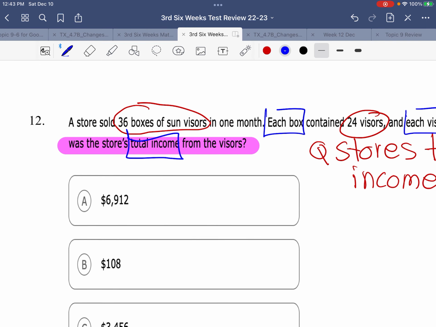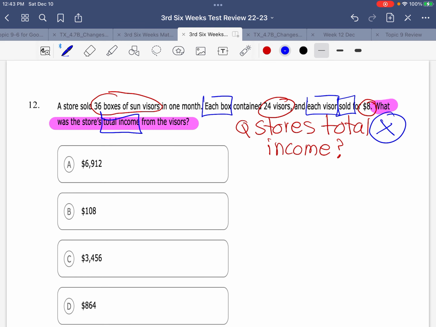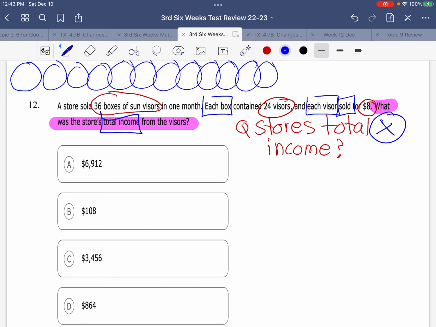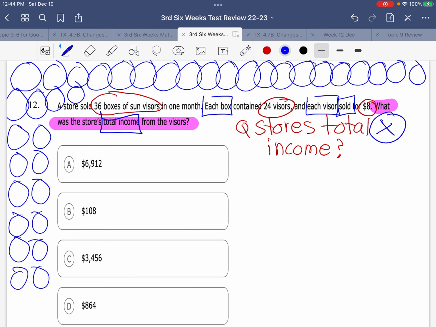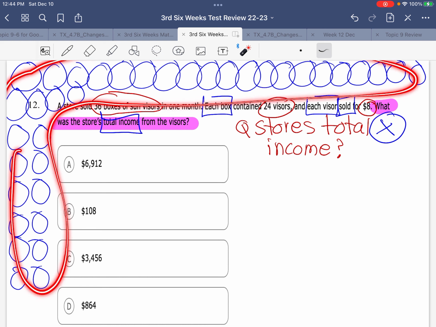And I'm going to draw on my top. So it says the store sold 36 boxes of sun visors in 1 month. So if it helps, I'm going to just draw really quick 36 circles. So 1, 2, 3, 4, 5, 6, 7, 8, 9, 10, 11, 12, 13, 14, 15, 16, 17, 18, 19, 20, 21, 22, 23, 24, 25, 26, 27, 28, 29, 30, 31, 32, 33, 34, 35, 36. Okay. And these are my 36 boxes. All these circles here, these are my 36 boxes.